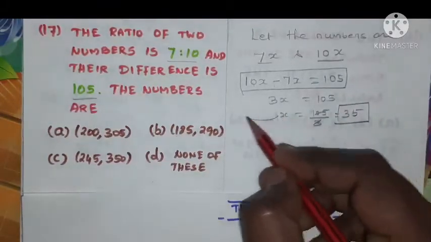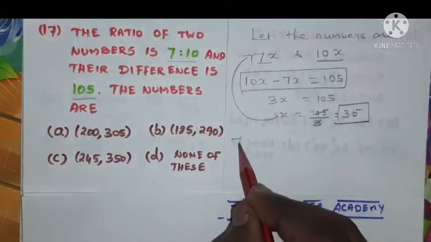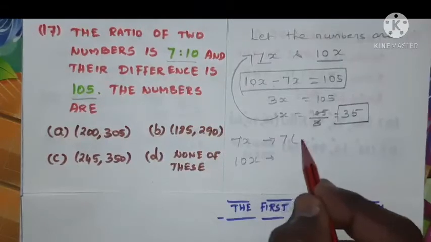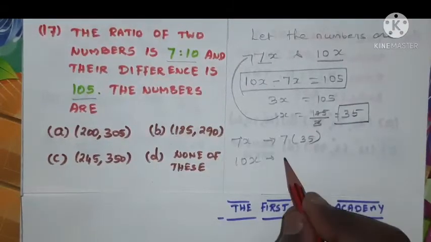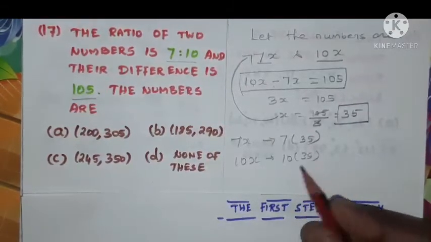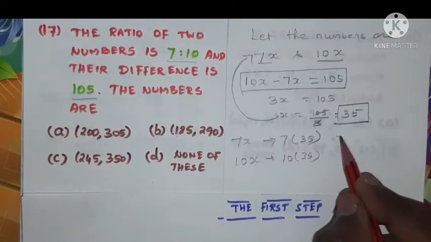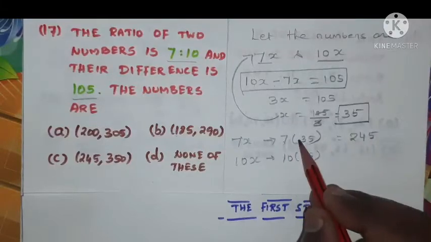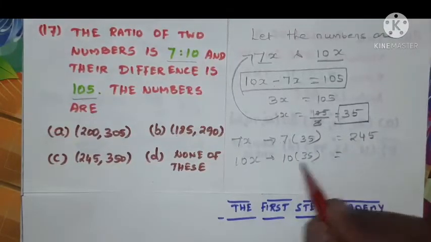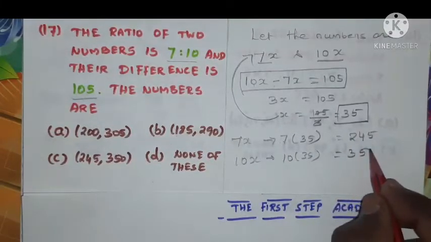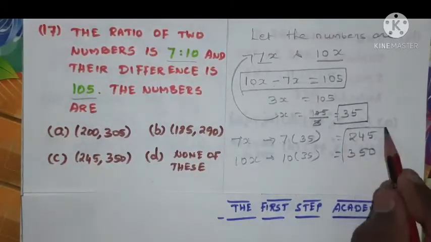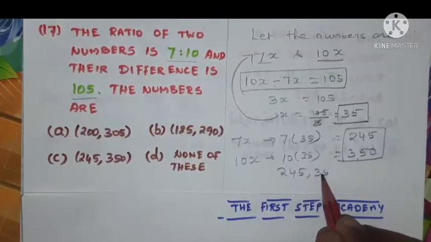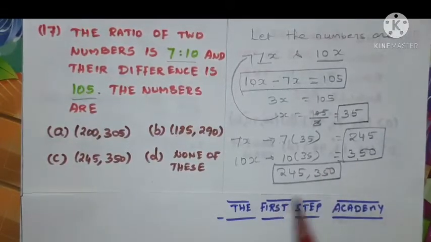Now substitute this x here in 7x and 10x. So 7x, 10x, 7 into 35 and 10 into 35. So 7 into 35 is equal to 245. 7 5s are 35, remaining 3, 7 3s are 21 plus 3 is 24, right? 245. 10 into 35 is 350. So the numbers are 245, 350. So now this is the answer.